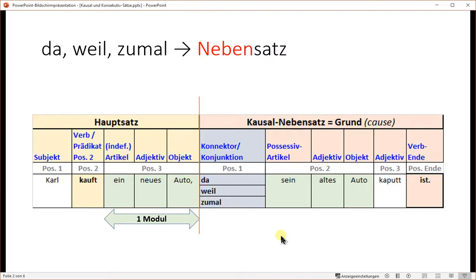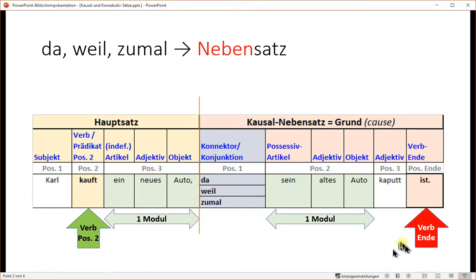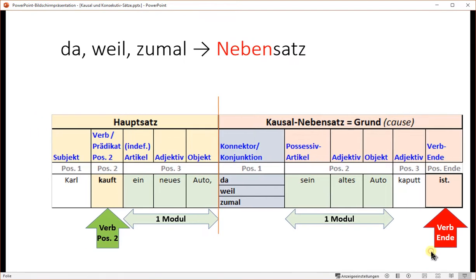So let me mention at this point that we're thinking in modules. So there's a word 1, 2, 3, 4, 5. These are 3 words, but we don't count words, we count them as modules. So those 3 words are one module, and therefore this is position 3, one single position. Same is true here, of course. 3 words, one module, we count them as one position. Of course, the verb in a Hauptsatz is on position 2. And the verb in a Nebensatz is at the end.